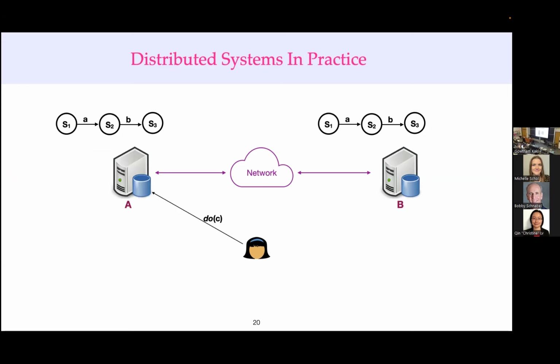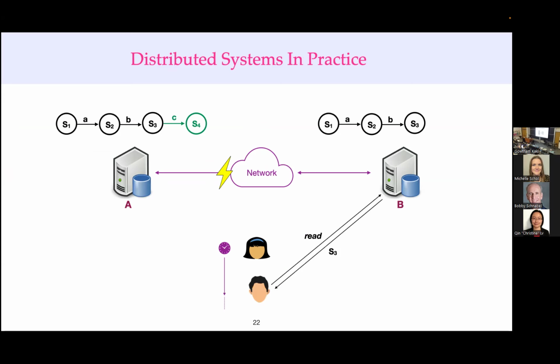Okay. How can we realize the block RSM in practice? Well, in practice, things are not so simple. Alice does an operation on node A, so there's a new state S4, but the network might go down. And so the state S4 may never actually be reflected in the second replica. When Bob comes along, Bob reads the latest state as S3, does their operation, and you end up with a new state S4 prime.